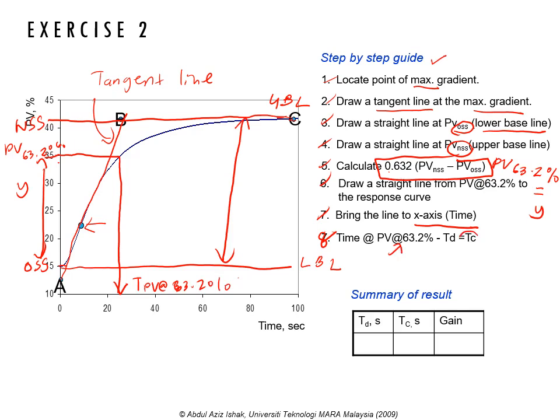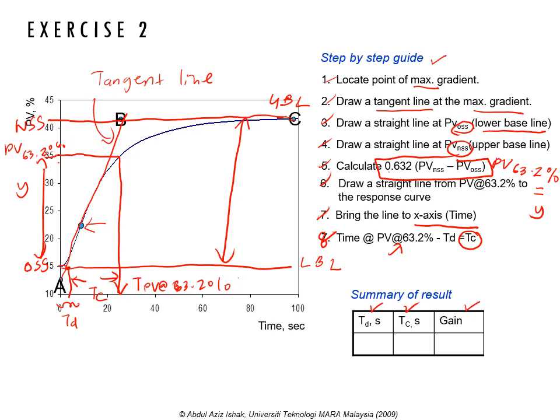In order to find the time constant, you need to locate TD. How do you locate TD? TD is the intersection of the tangent line with the lower baseline. This is your TD. To find the time constant, take the time at PV 63.2% minus TD. So this is your TC. So you can solve TD, TC, and also gain.